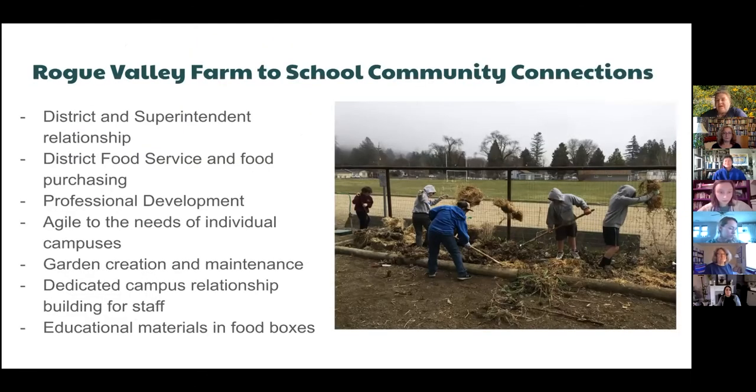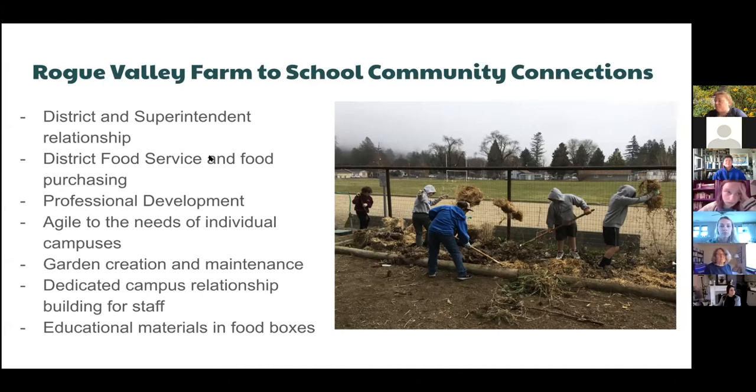So Rogue Valley also invested deeply in their district and superintendent relationships. In this district in particular, the superintendent was really passionate about garden education. And so he was the one who wanted to support school gardens with this relationship. And they're unique because they are also providing food for the district through their farm. And so that food service relationship is one within the district that has helped to really embed their work into the culture of their district.